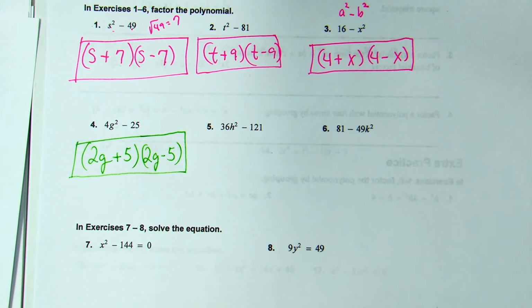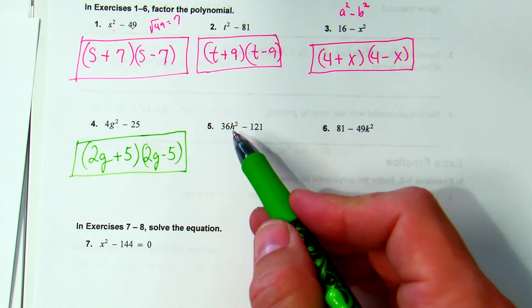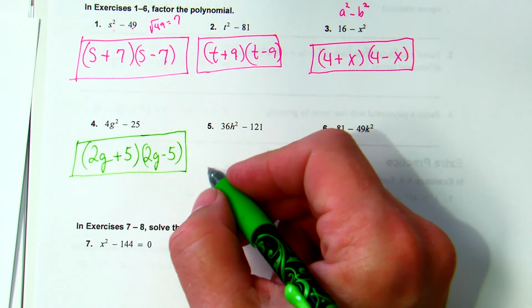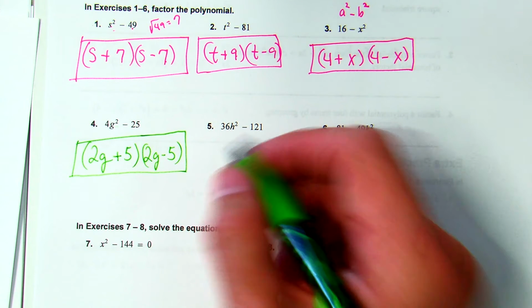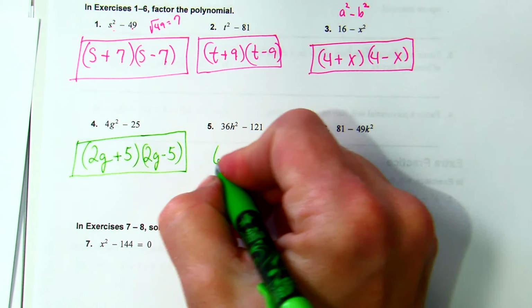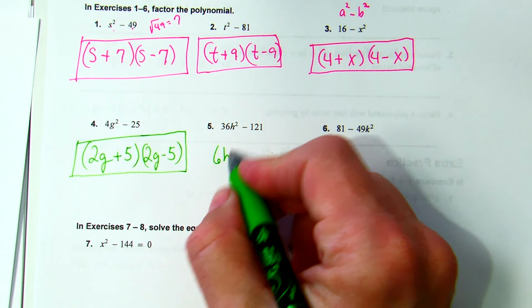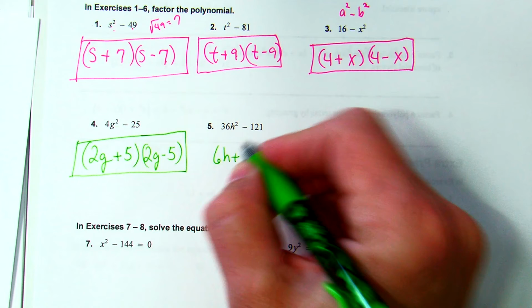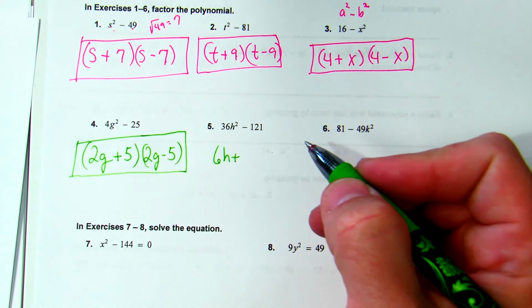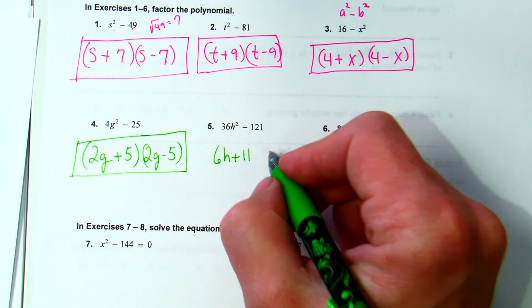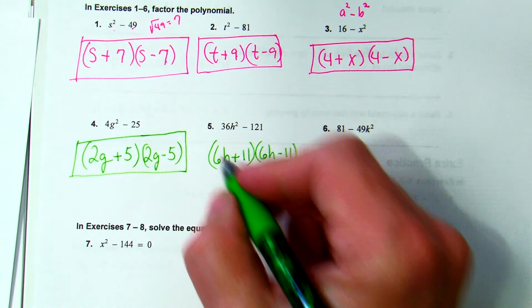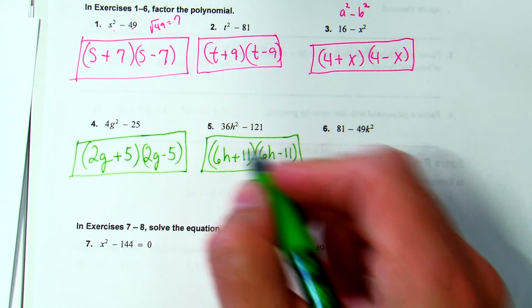Okay. On number 5, is 36h squared a perfect square? Yes. And what is that? What times what equals 36? 6. So we'll have 6h, because we have to take the square root of that too. 6h plus, what is the square root of 121? 11. So we have 6h plus 11 and 6h minus 11. And there we have our factored form of that difference of squares.